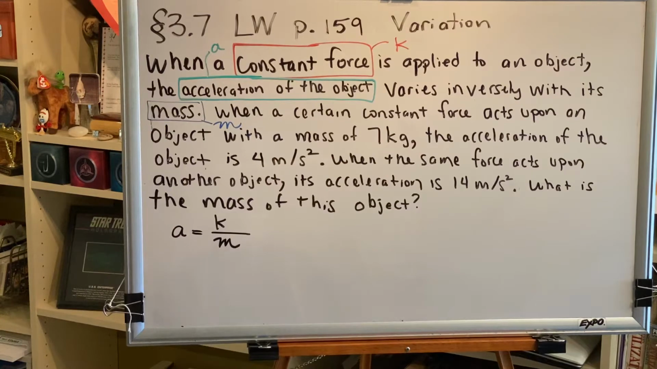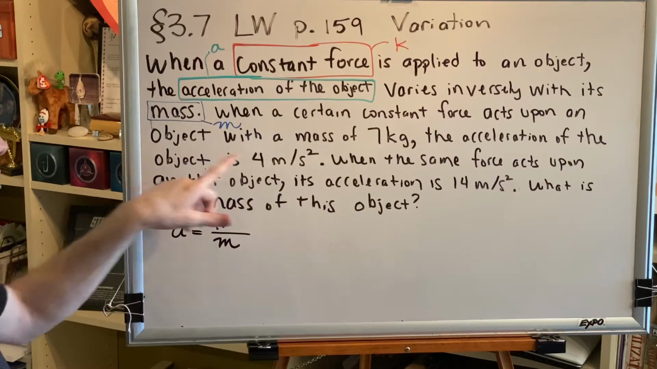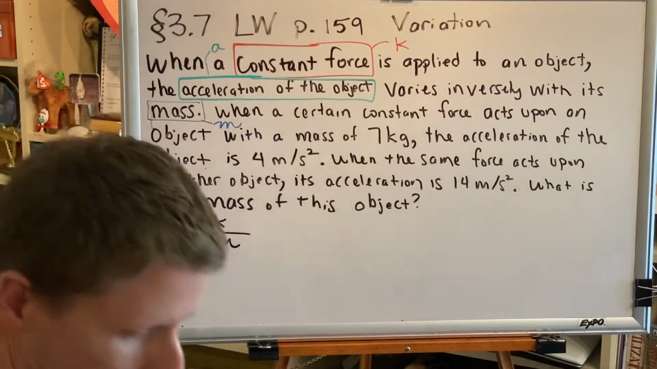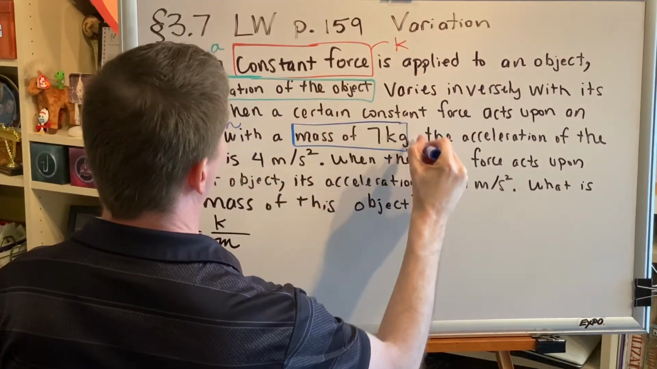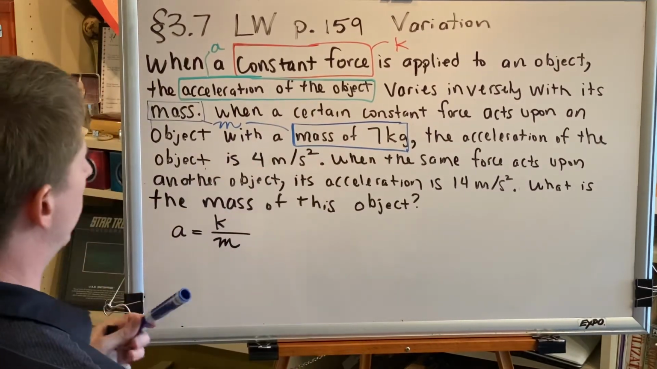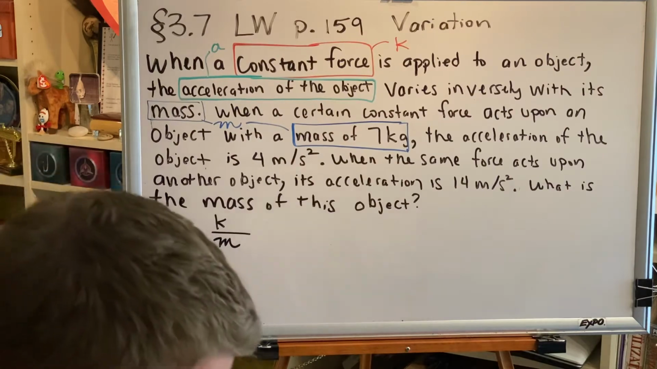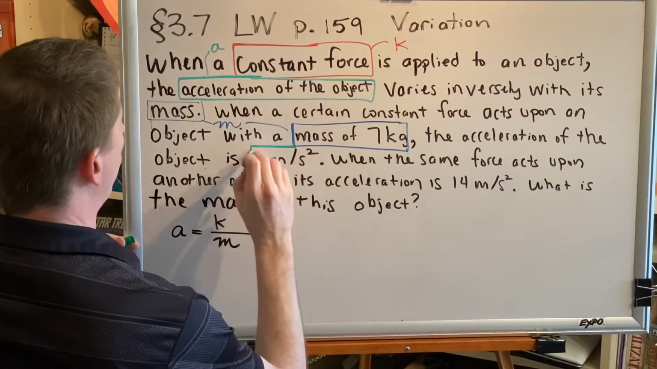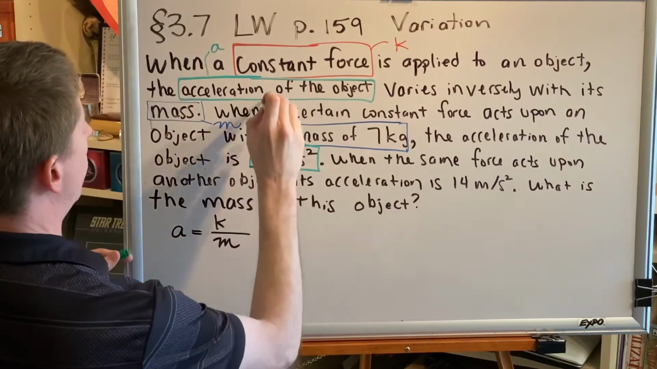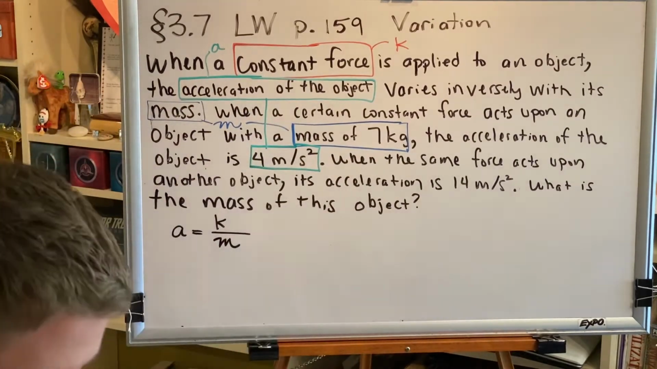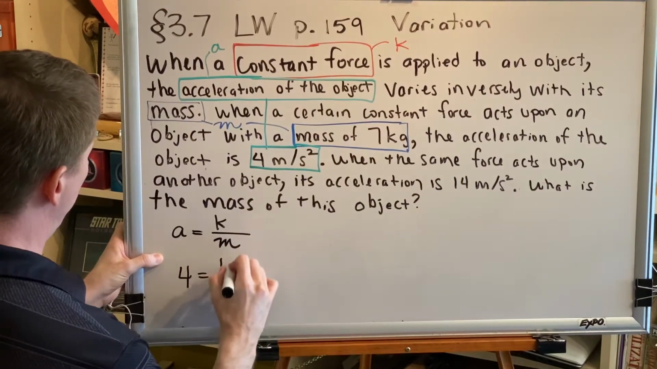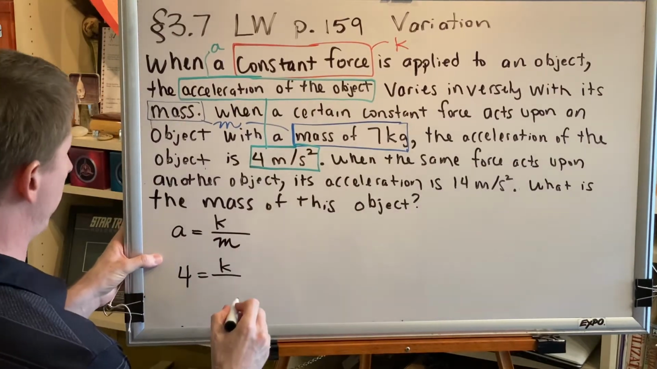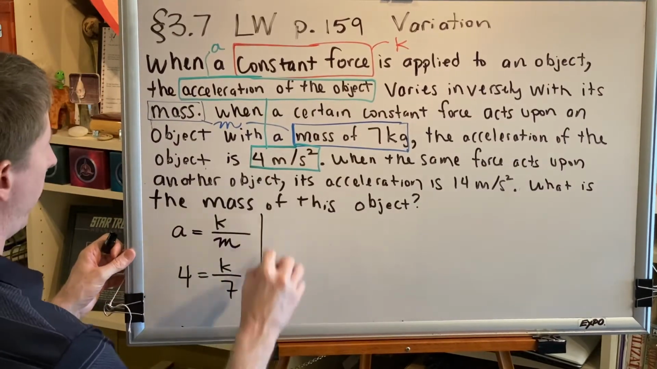Now we're going to move on to the second sentence, and we're going to start replacing letters with numbers. When a certain force acts upon an object with a mass of 7 kilograms, all right, mass of 7 kilograms, so that's going to be m. The acceleration of the object is 4 meters per second squared, that's going to be A. Okay, let's put those values in our problem. A is 4, M is 7.